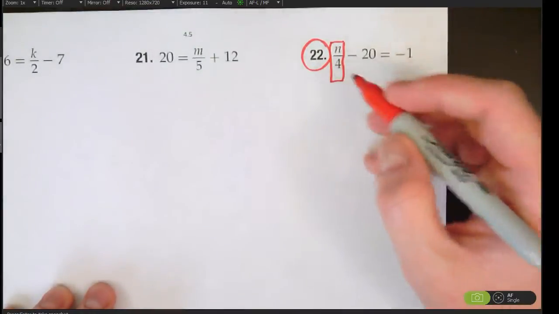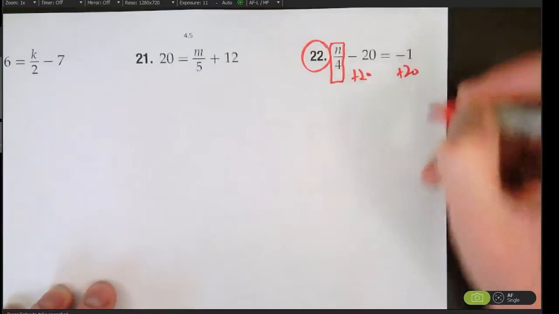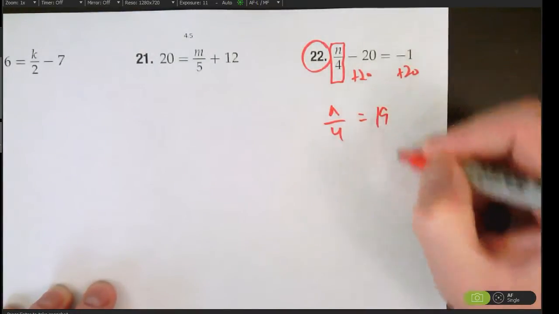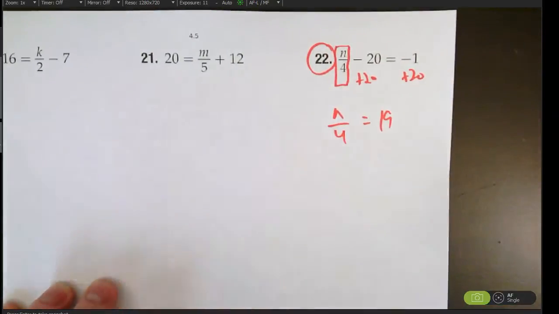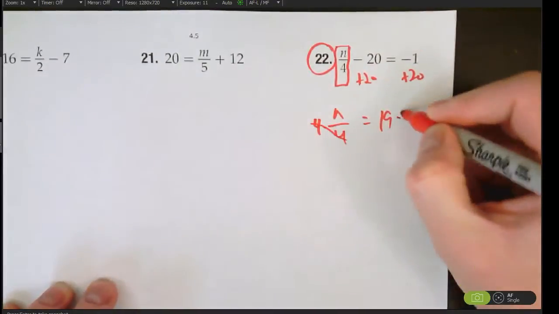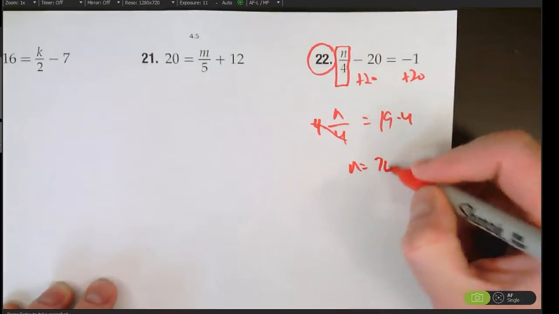So how am I going to do that? Well, I got to get rid of the minus 20. How do I do that? Add 20 to both sides. That gives me n over 4 equals positive 19. And now n over 4, I'm saying n over 4 is slang, but it really means n divided by 4. So how do I undo division? Multiply. And 19 times 4 ends up being then 76.